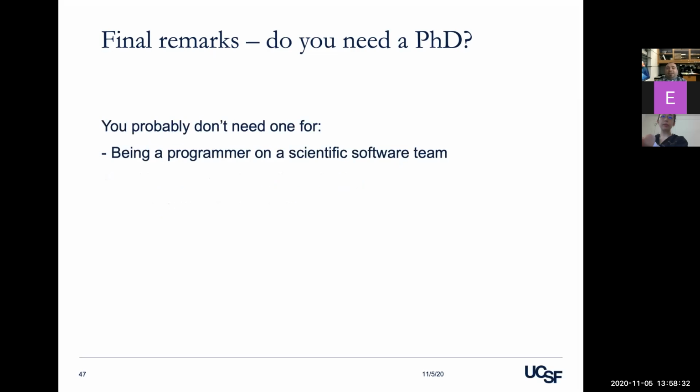And you probably don't need a PhD if what you really like is the programming aspect. So if you want to write code, if you want to write software, for both academic and industry labs, you don't need a PhD for that. Or just being a data analyst. To go into data science, you do not need a PhD, although it can sometimes be helpful.